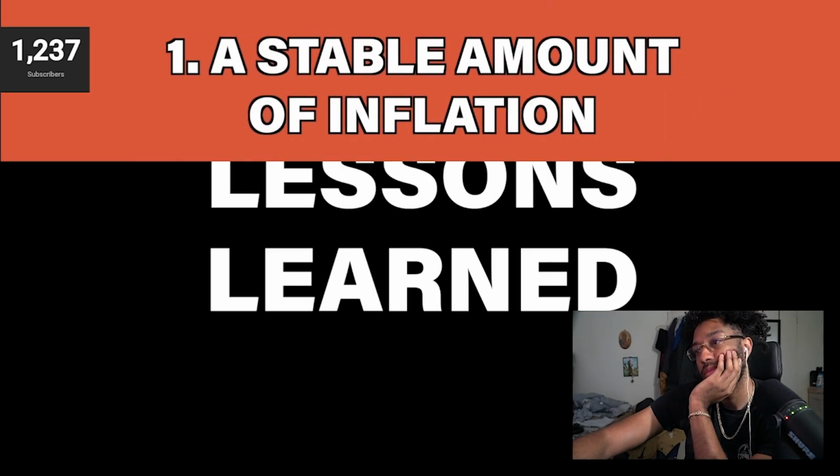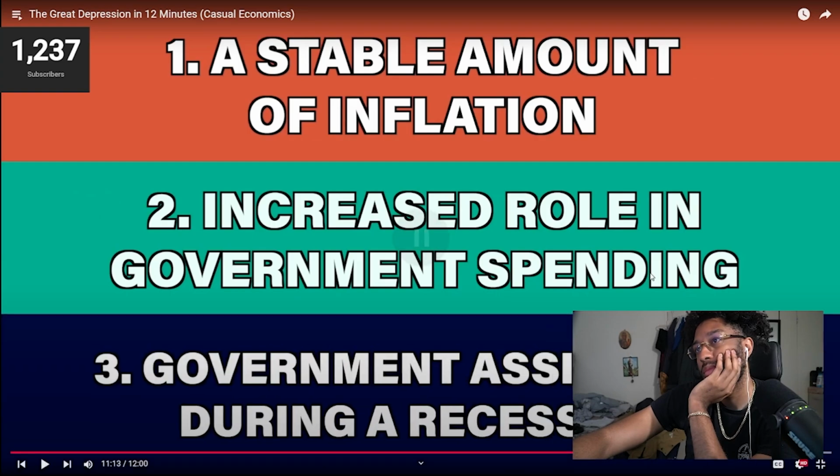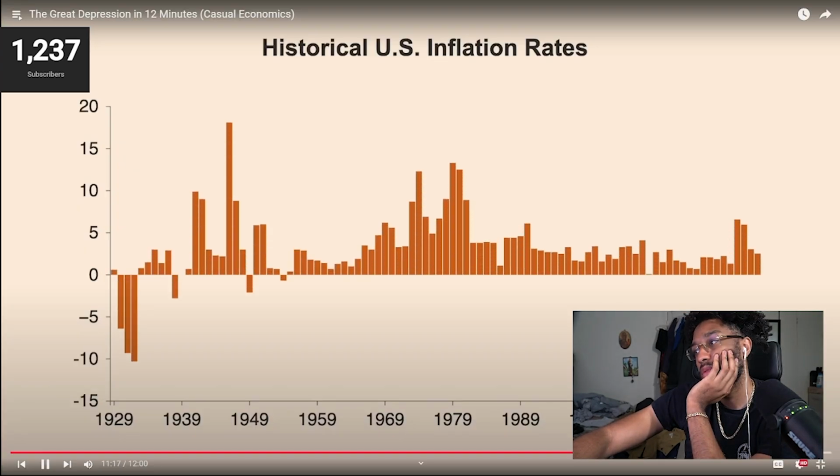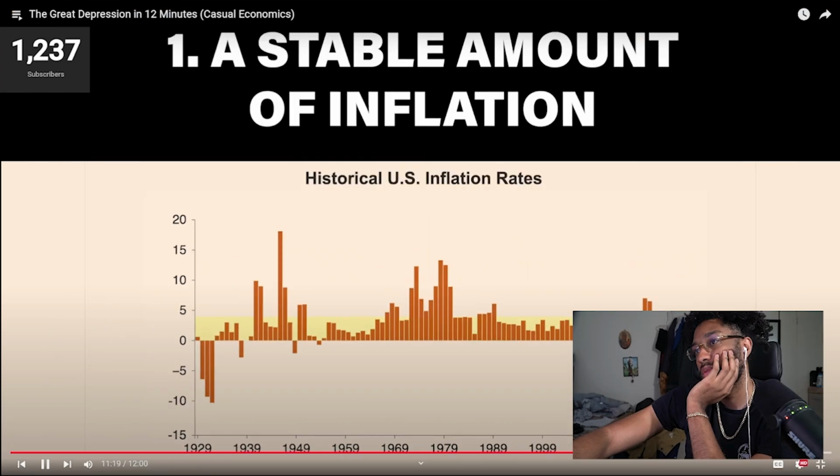Economists still argue how much intervention is needed to solve an economic disaster, and the effect of the New Deal program. Many of the lessons learned from the Great Depression are still used in the modern day: a stable amount of inflation, an increased role in government spending, government assistance during a recession, including the need for a small, stable amount of inflation to boost consumer spending and business investment.